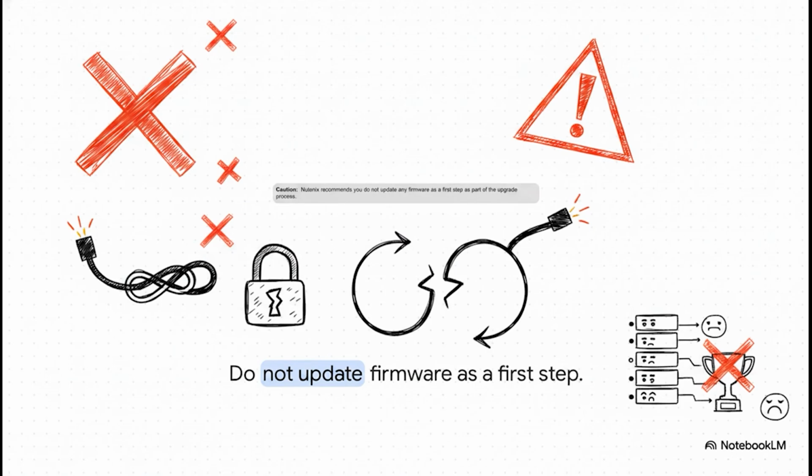Nutanix is super clear on this. They strongly recommend you never update firmware as a first step because it breaks software dependencies. The newer firmware might not even be understood by the older AOS or LCM version. It will absolutely fail your upgrade, it'll likely strand a node, and it will definitely cost you points on the exam. Always, always do your software and framework first, and your firmware last.